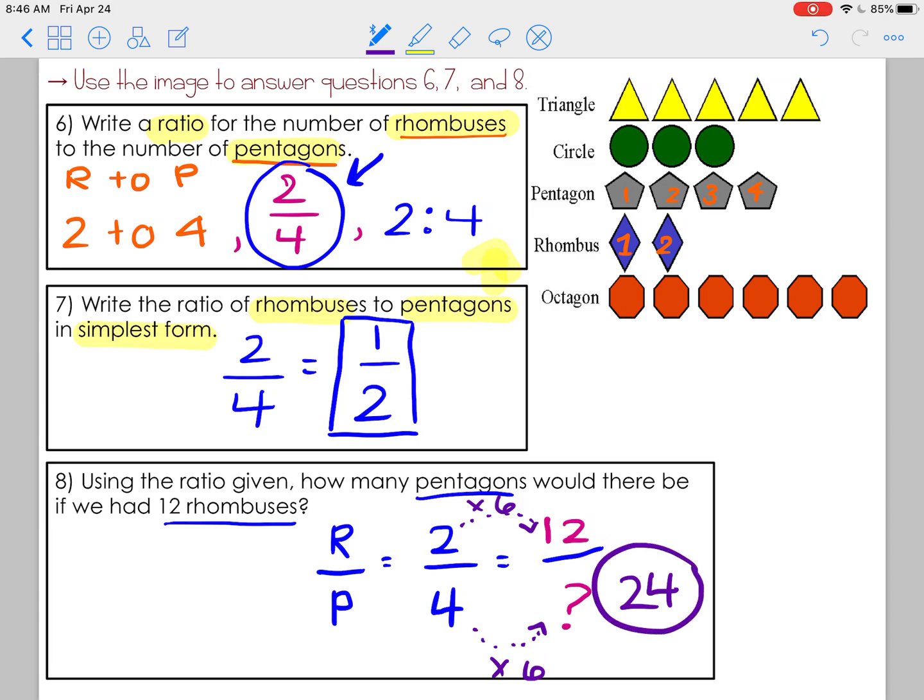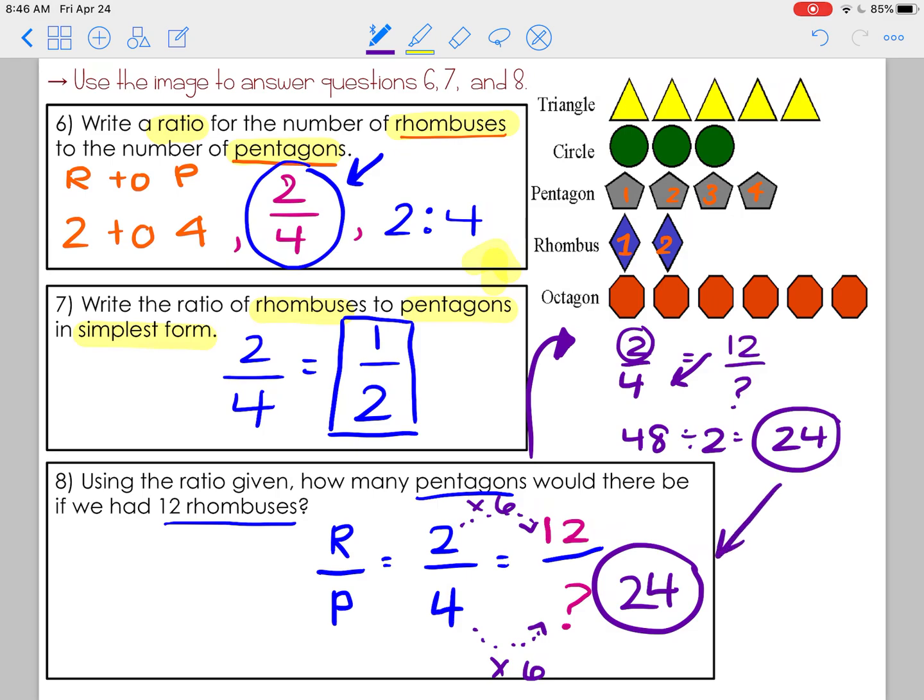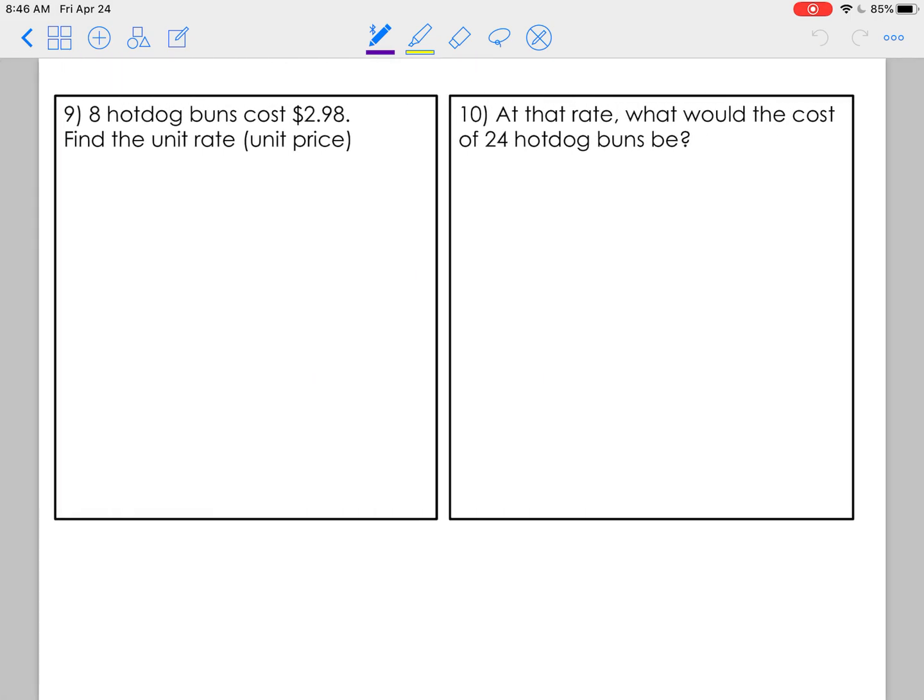Okay. Like I said, another way that you can do it, and you don't have to do it this way, but we could say 2 over 4 is equal to 12 over what? Okay, we could cross multiply. 4 times 12 is 48. And then divide out our remaining number, which is a 2, and we still get 24. So you get the same answer either way, if you use an equivalent fraction or if you use a proportion. Okay, so those are questions 6, 7, and 8. Let's take a look at 9 and 10.